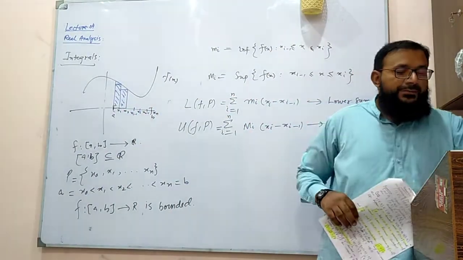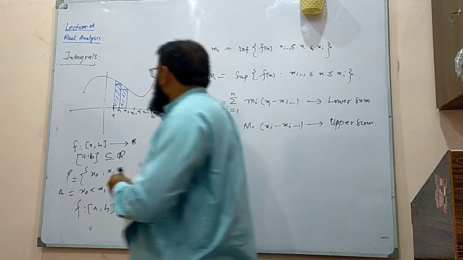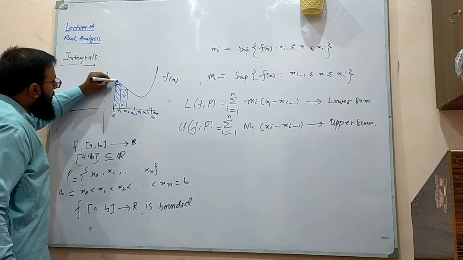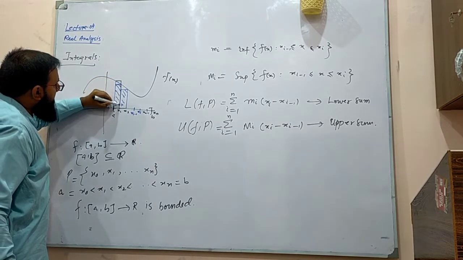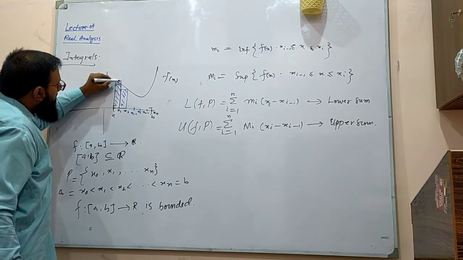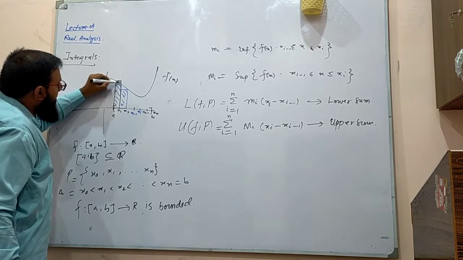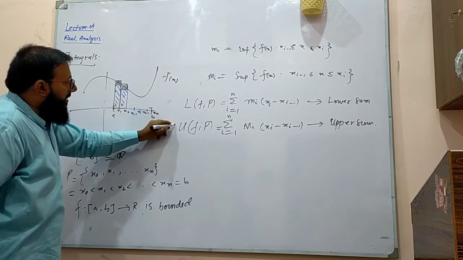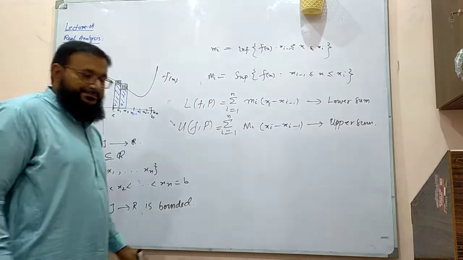Similarly, what about capital Mi? The capital Mi is, you are taking the value at this point, then you are basically taking this rectangle. It means now you are extending this piece of area, and then you are taking this interval, and this is what we call the upper sum.